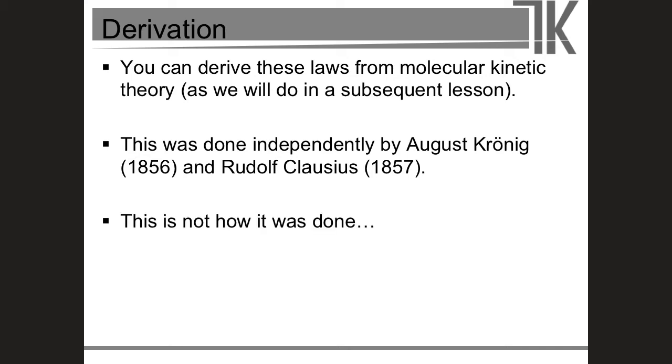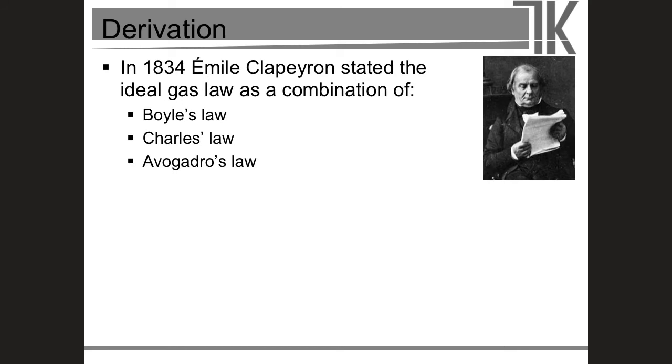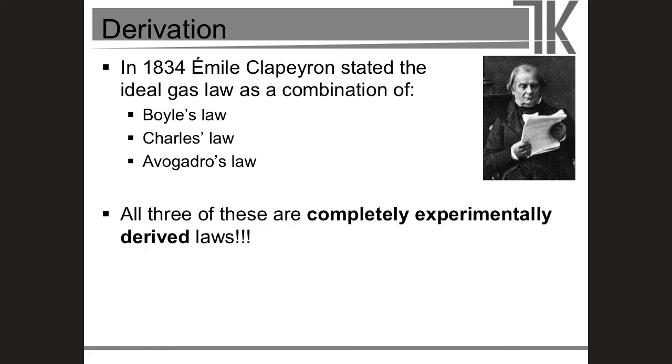But that is not actually how we have these ideal gas laws. So that derivation is something that we were able to mathematically do after the fact, but not how we came up with these gas laws. So about 20 years before molecular kinetic theory, Emile Clapeyron stated the ideal gas laws. And he stated that they're a combination of Boyle's law, Charles' law, and Avogadro's law. Now we'll go through these three laws in a moment, but all three of these are completely experimentally derived laws.